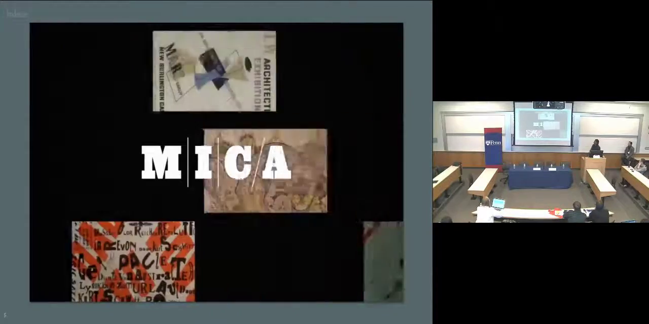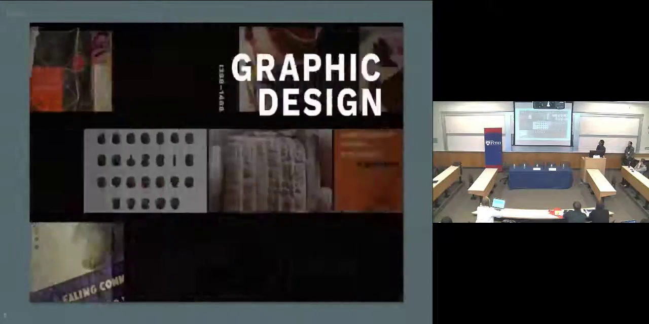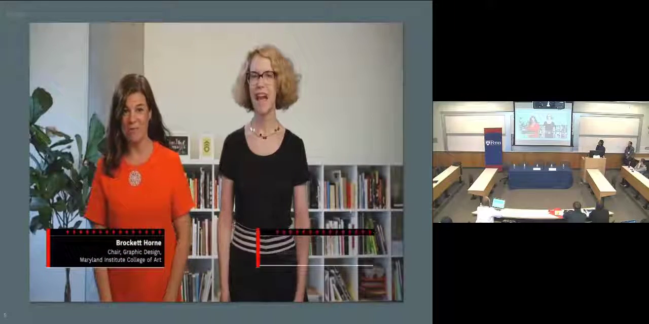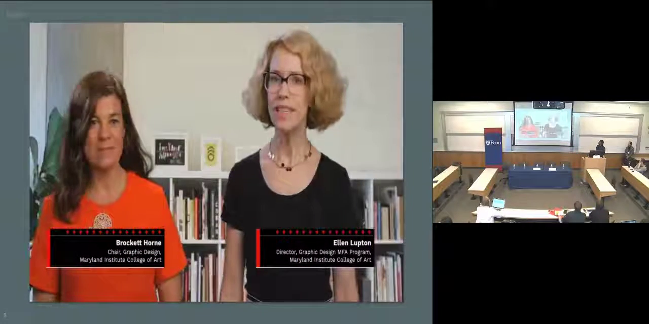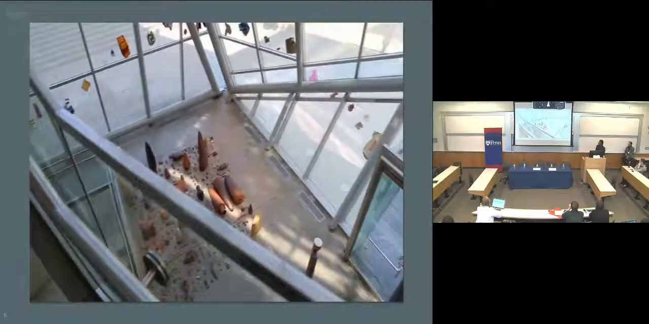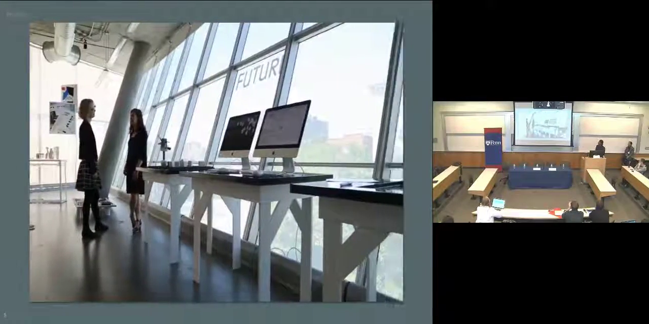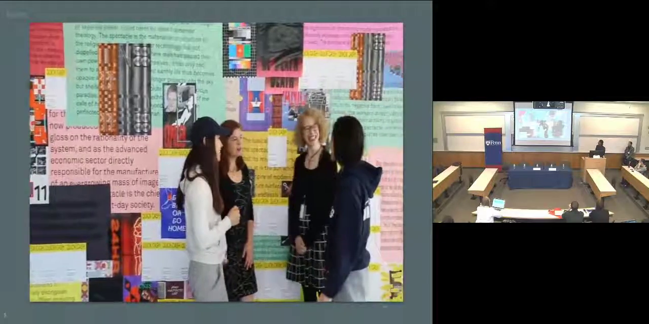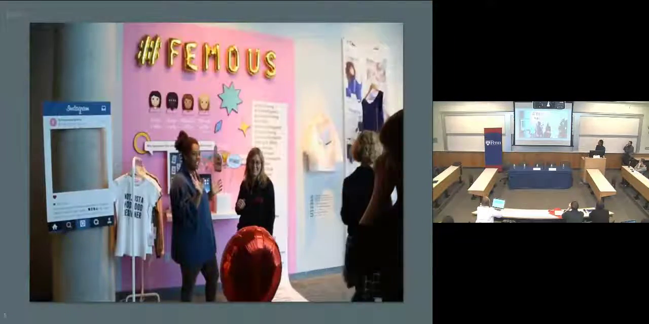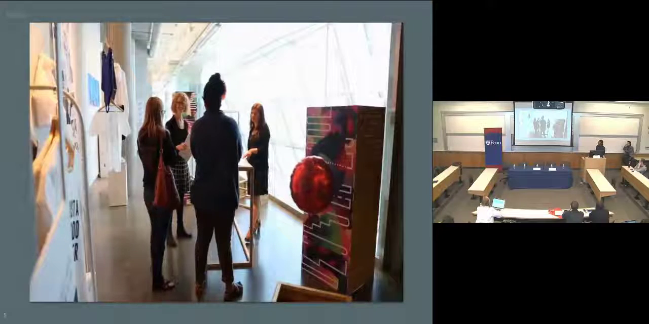Design is part of society, politics, and ideology. It is form, content, medium, and message. I'm Brockett Horn. I'm Ellen Lupton. We teach design and history at the Maryland Institute College of Art. This course, Graphic Design History, is based on a class we teach together here at MICA. Our campus in Baltimore is a lively place for designers and artists to learn, do, and create.